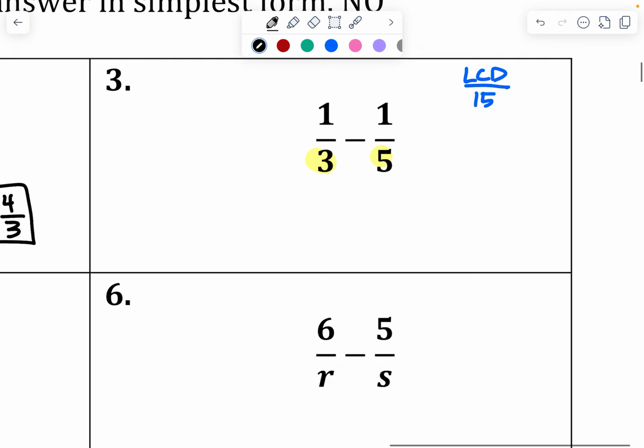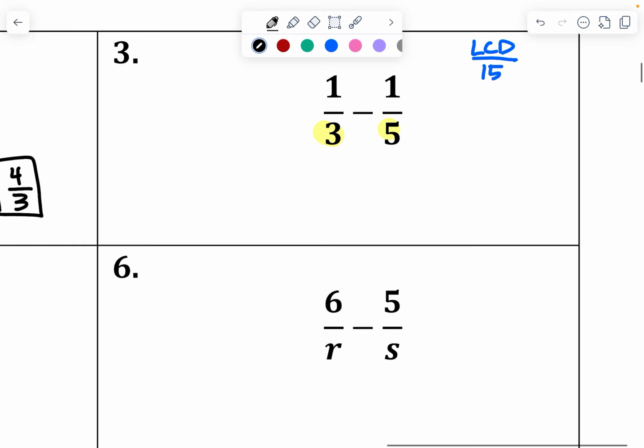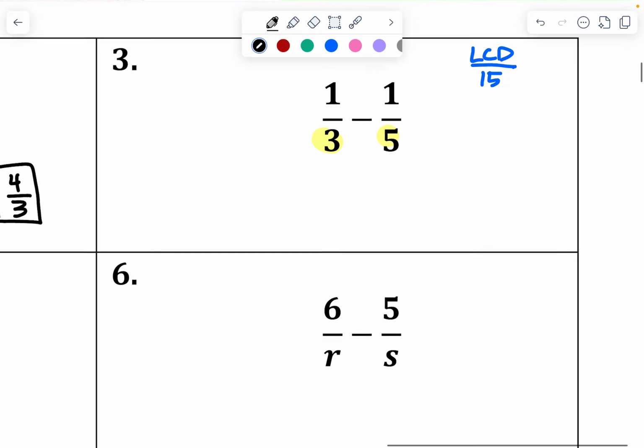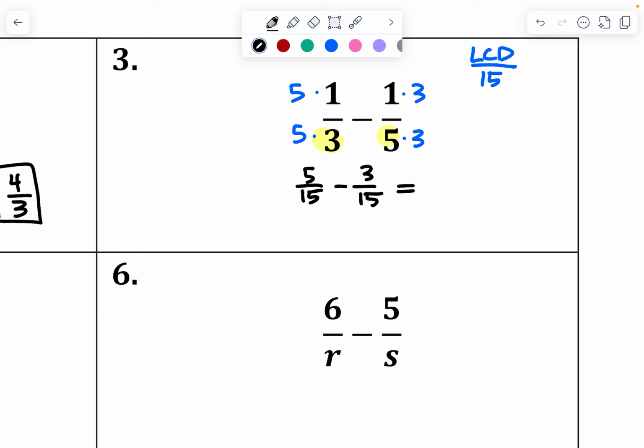You don't want to go too big on these. With numbers, it's okay. With functions, it's not okay. You're going to end up with a really high degree polynomial that you won't be able to simplify. And so my first fraction, I need to multiply top and bottom by a 5. My second fraction, I need to multiply top and bottom by a 3. And so my new expression is 5/15 minus 3/15, which is 2/15. That can't be simplified, so we are done.